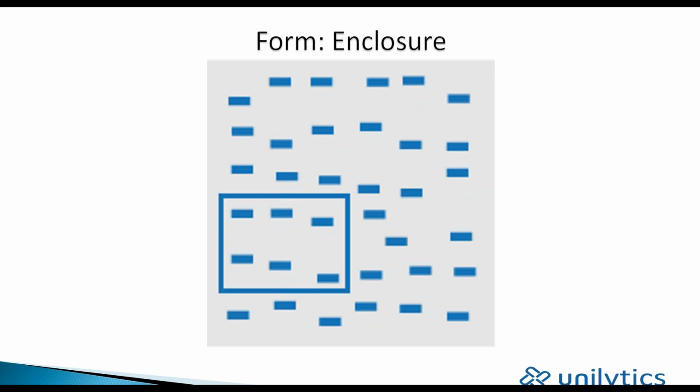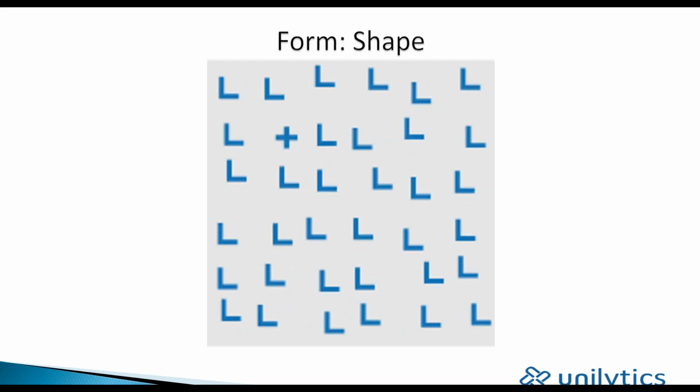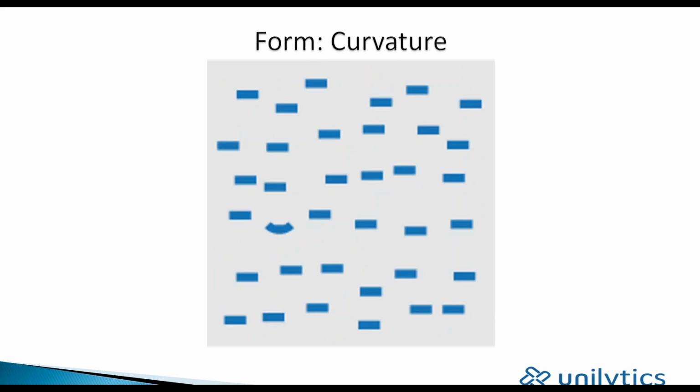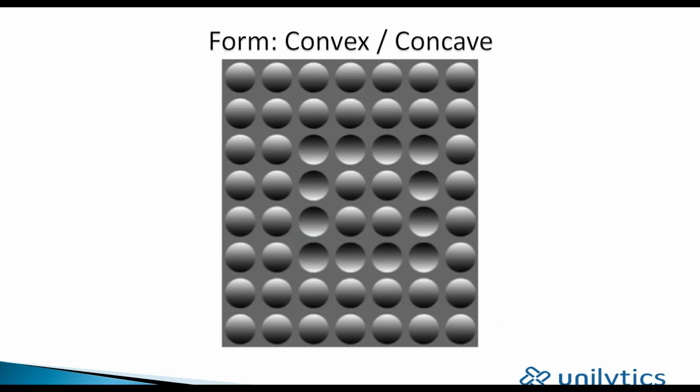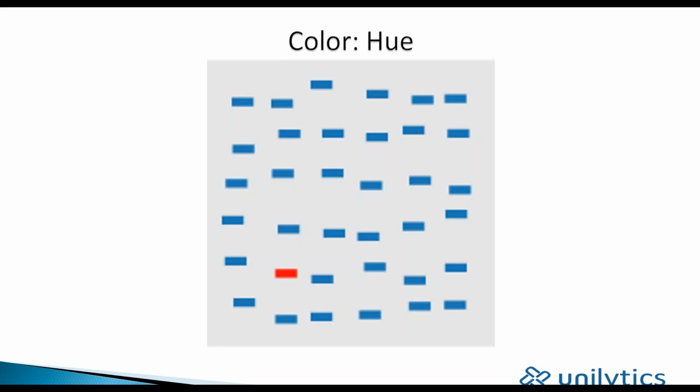Enclosure: those 6 bars over there were all immediately brought to your attention because they were enclosed by something. Shape: you'll notice of all of those corner L-shaped ones, there's a plus there, so your brain immediately went there. We have curvature, kind of on the left-hand side. Concavity, convexity: we can tell which ones are down and which ones are up.